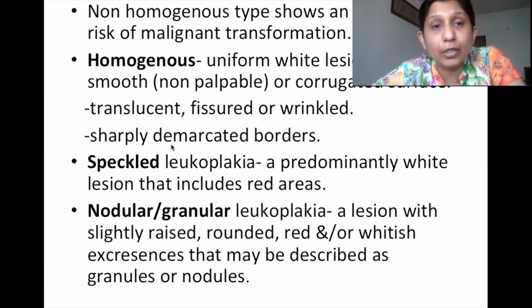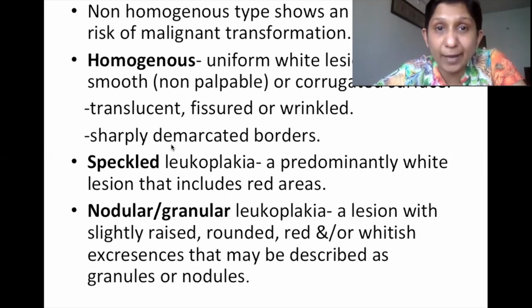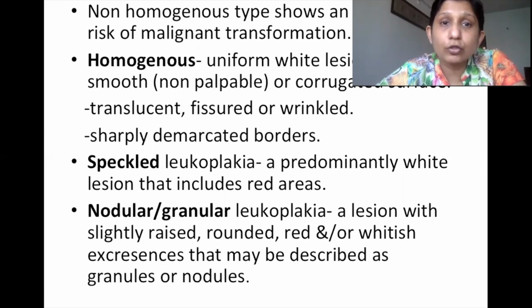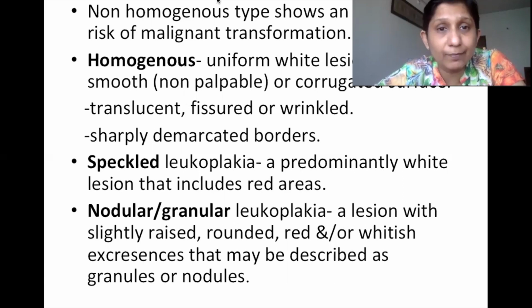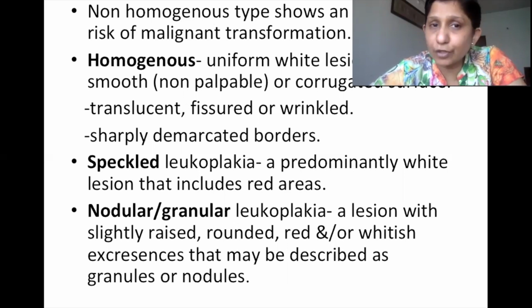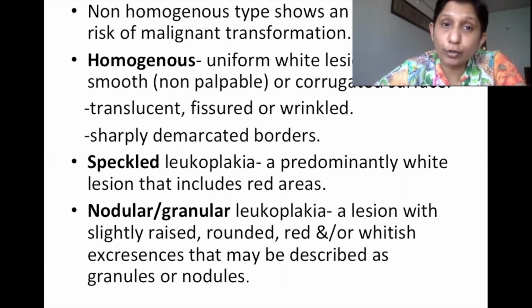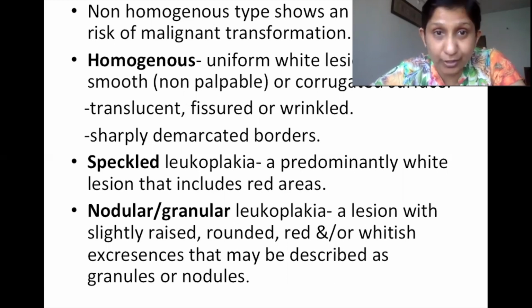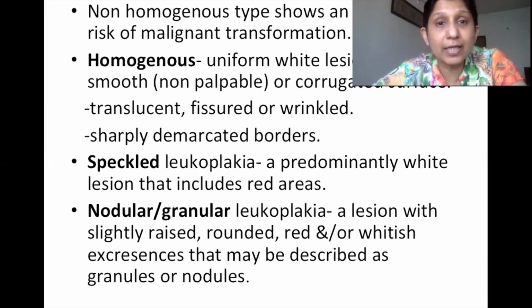Sometimes it is papular, that is, it is larger in size, so obviously you can feel it. You can not only see it, but also feel it or palpate it with your fingers. It can be translucent, fissured, or wrinkled. All this fissuring and wrinkling comes in when the thickness of the leukoplakia increases. It might have sharply demarcated borders. Now, a speckled leukoplakia, as I already told you, is not a homogeneous leukoplakia. You will see white and red areas alternately. That is called a speckled leukoplakia.